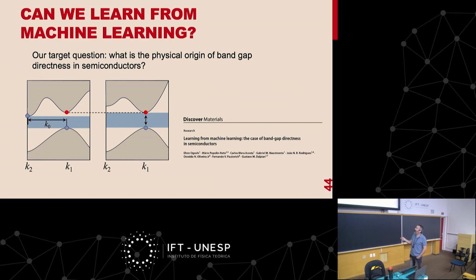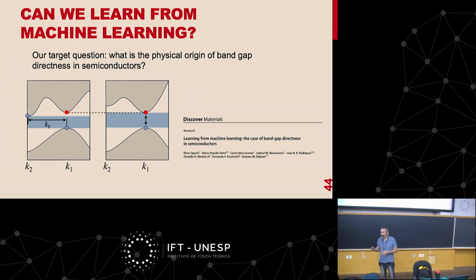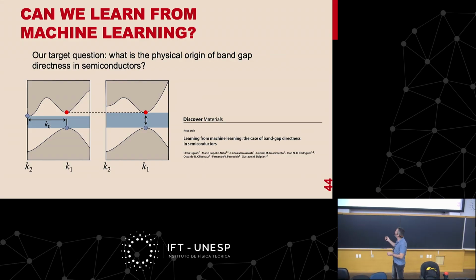Direct band gap: the highest occupied level and the lowest unoccupied level sit at the same point in reciprocal space. Indirect band gap: each of these sits at a different point, okay? So this is qualitatively different, and this is very important for applications. Materials that have an indirect band gap, like silicon, are not good for optoelectronic properties. You cannot make a LED from silicon. So this is a very fundamental property.